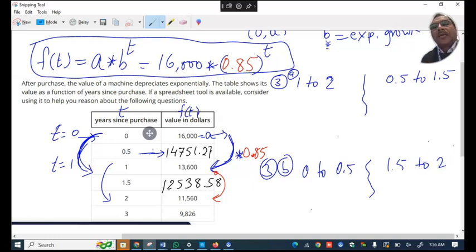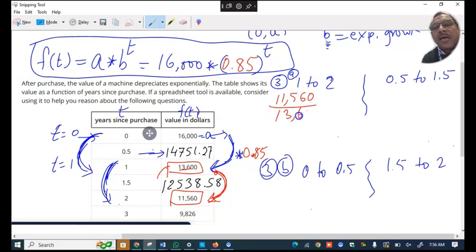So by what factor? If it is 1 to 2, you can see the important numbers, I'll use the red color. This is for 2 after 2 years, and this is for 1 year. By what factor means what multiplies here to get to this. See the red color? To find that, you have to divide 11,560 by 13,600. Can you use the calculator and check what you get?